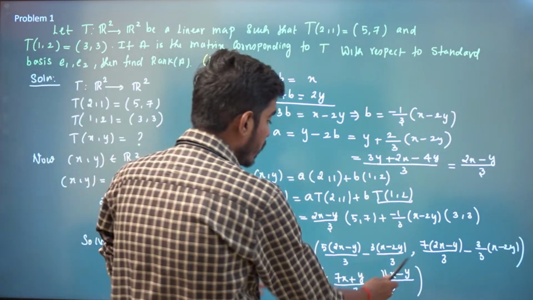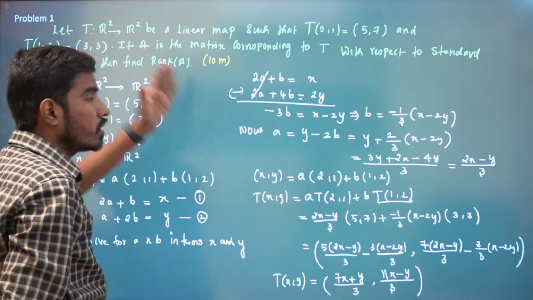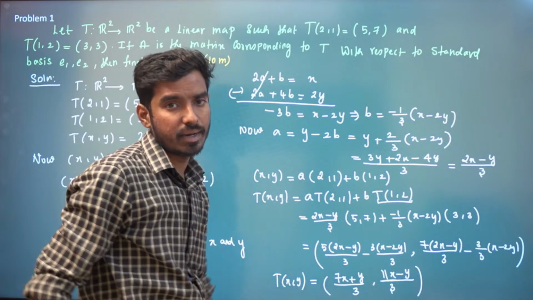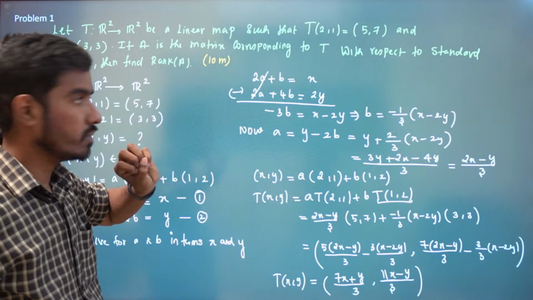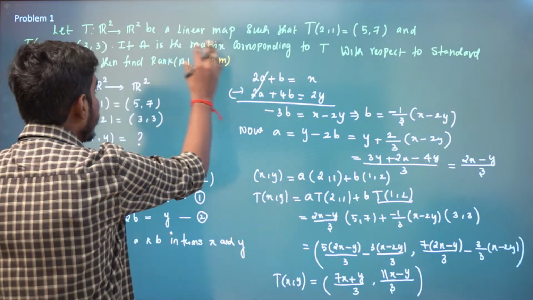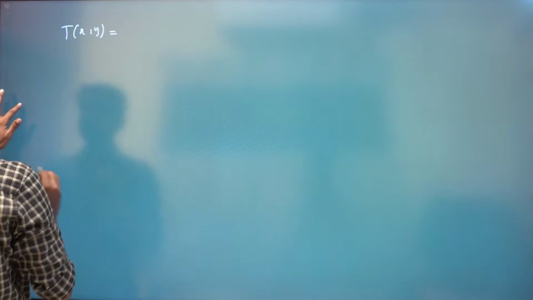So this is our required linear map that takes (2, 1) to (5, 7) and (1, 2) to (3, 3). This is a general linear map. This is how to find the linear map if you know some output vectors. Now, if A is the matrix of T with respect to the standard basis, what is T of (x, y)?